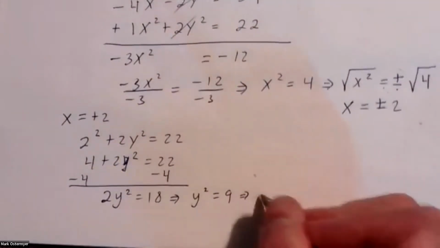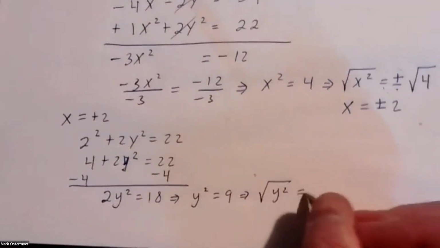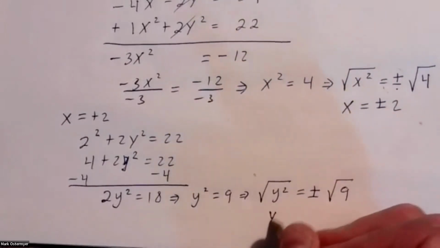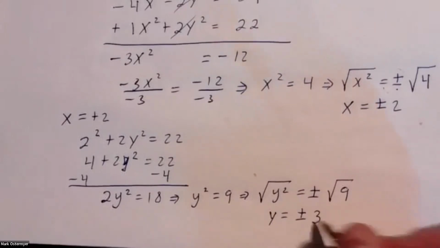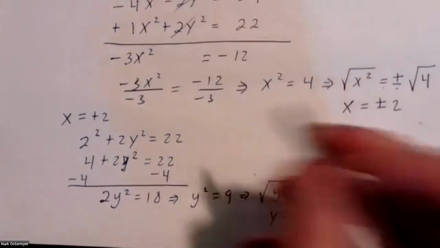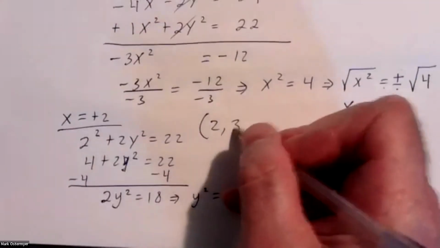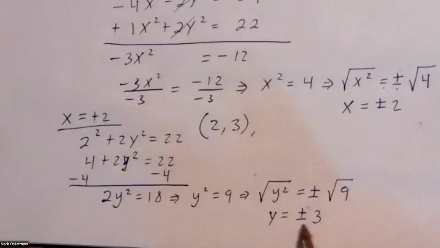Take the square root of both sides of my equation. Don't forget the plus or minus square root of the number side. So y walks out of this with a value of plus or minus 3. And so, ladies and gentlemen, we're going to have two ordered pairs here. We could have positive 2 and positive 3, or we could have positive 2 and negative 3.